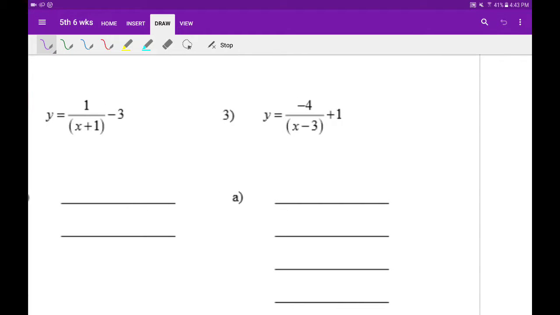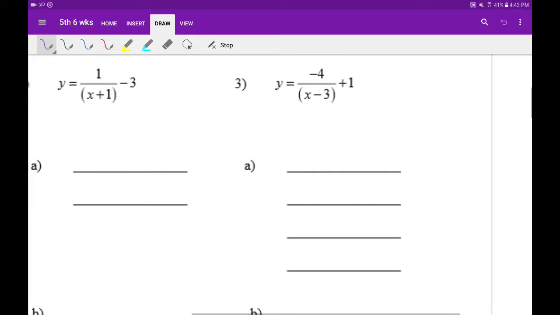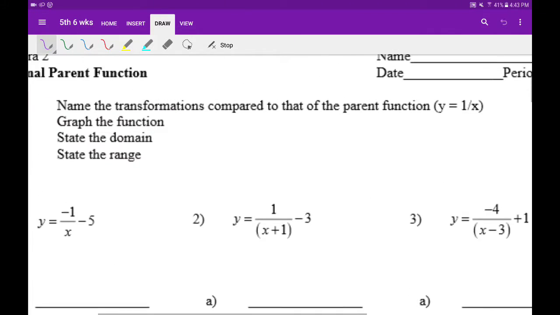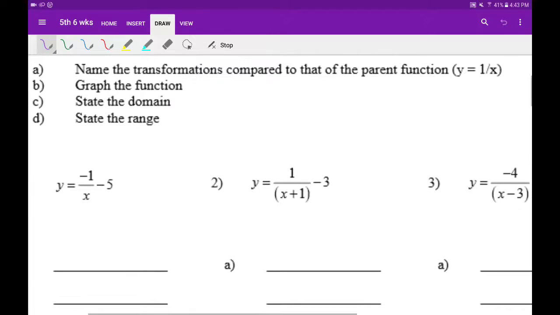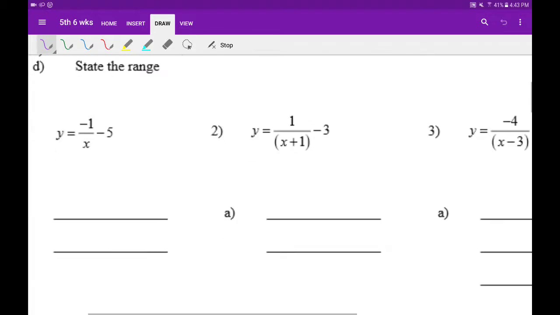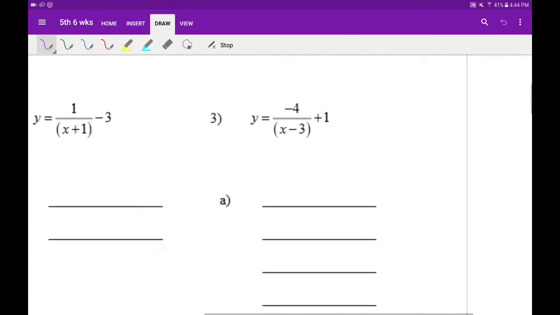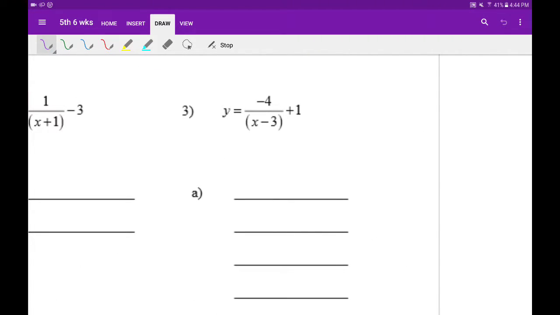All right, graphing simple rational functions. This is problem 3 in the homework. So first thing I'm going to do: it has an A, B, C, and a D part, and we're going to basically name transformations, graph the function, state the domain, and state the range for every part. So the first thing we're going to do is name the transformation.